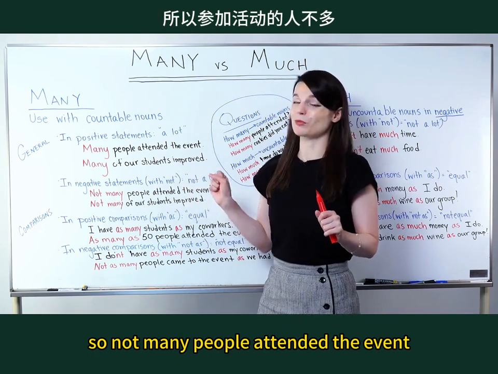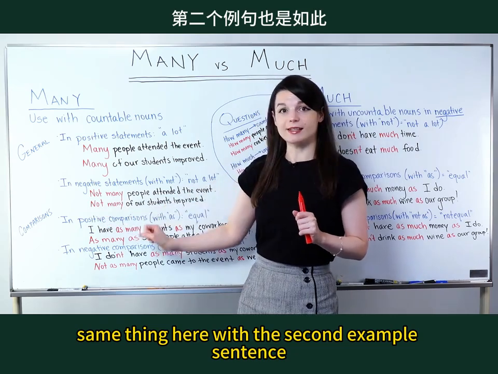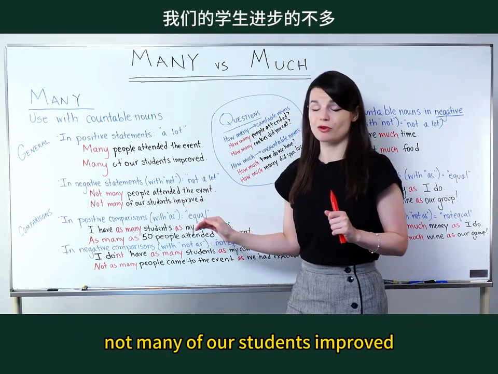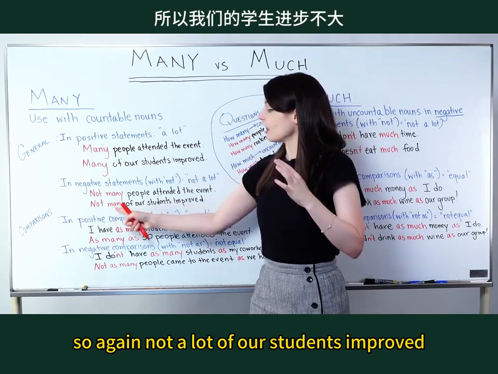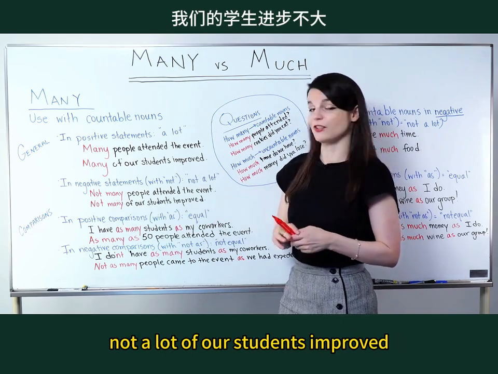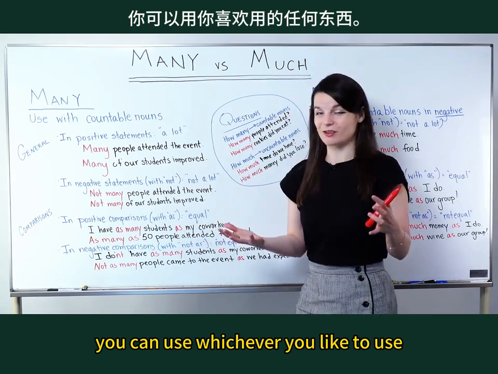So, not many people attended the event. Same thing here with the second example sentence. Not many of our students improved. So again, not a lot of our students improved. Both are correct. You can use whichever you like to use.